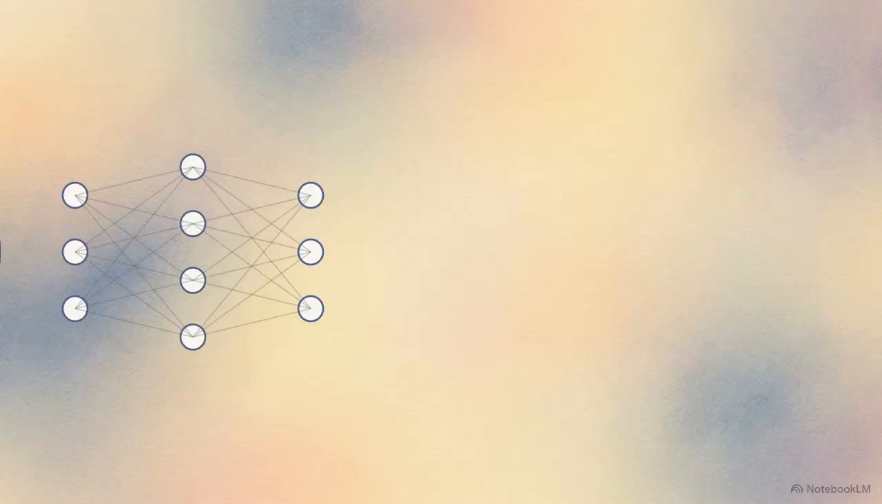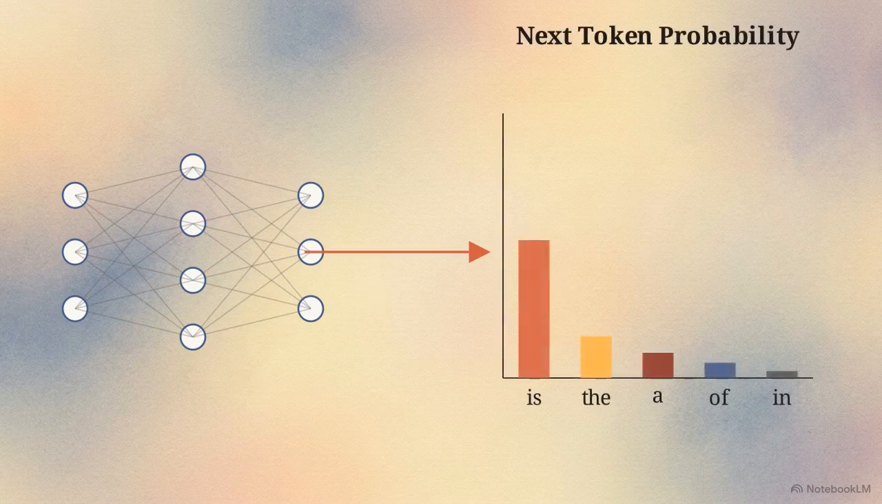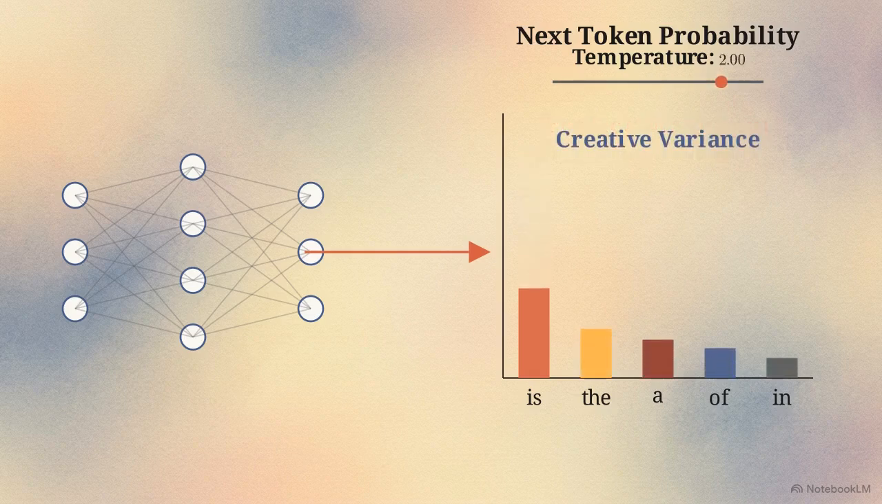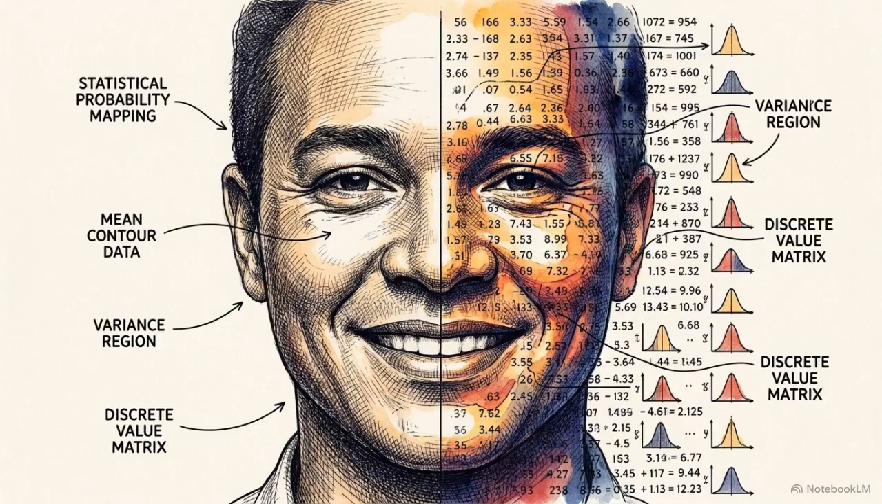When a user submits a prompt, data flows through the static network to calculate output probabilities for the next token. A temperature hyperparameter alters this. Values under 1 create predictable outputs, while values over 1 flatten the distribution, introducing creative variance. Regardless of how human-like the output appears, generative AI is ultimately executing sophisticated, large-scale statistical probability matching.